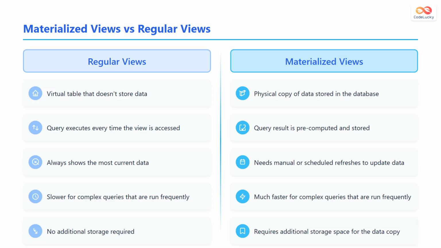On the other hand, materialized views store a physical copy of data in the database. The query result is pre-computed and stored, needing manual or scheduled refreshes to update the data. Materialized views are much faster for complex queries that are run frequently, but they require additional storage space for the data copy. In short, regular views are real-time but slower, while materialized views are faster but require periodic updates.